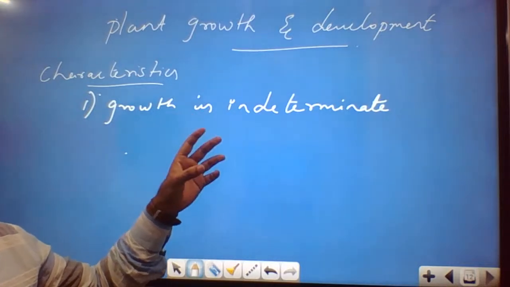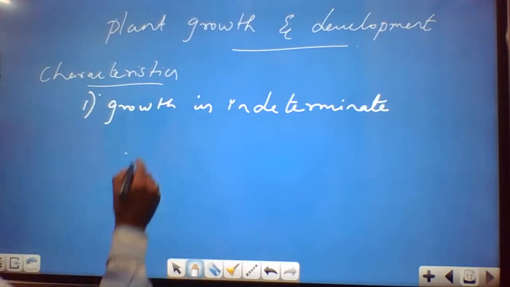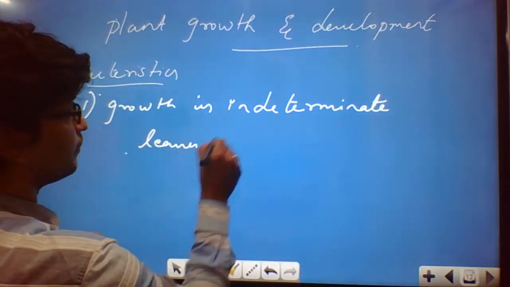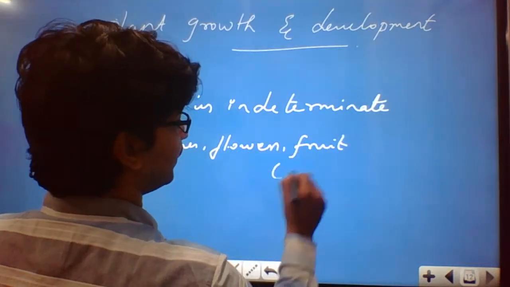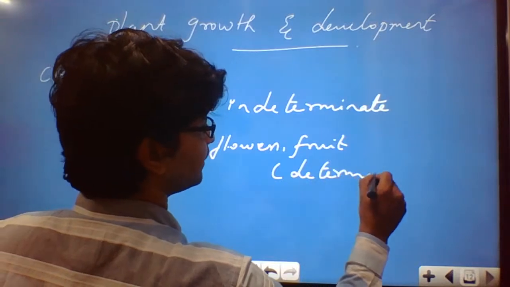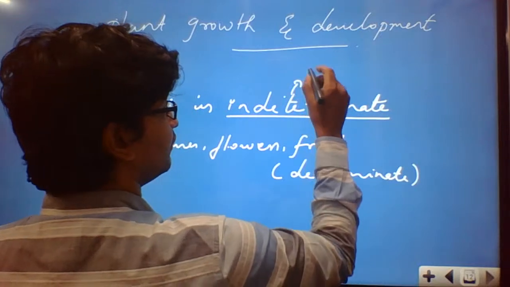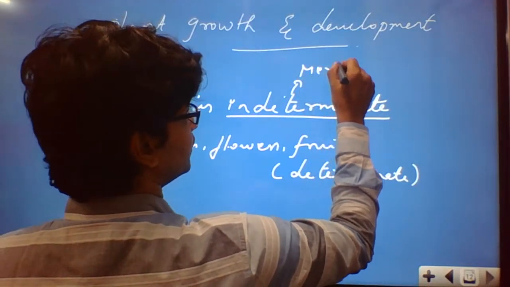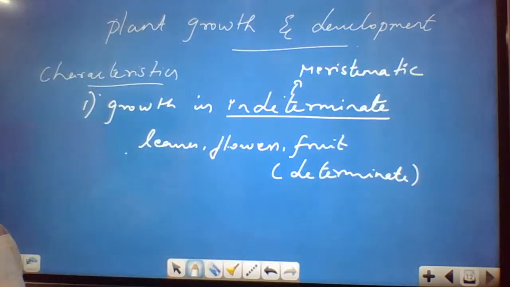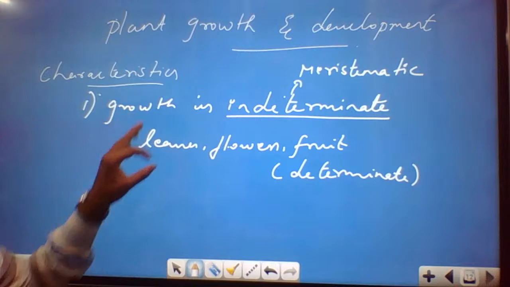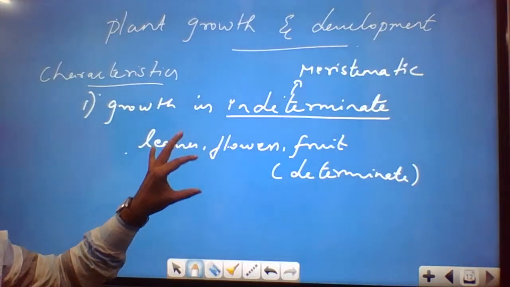But in the plant structure, there are leaves, flowers, and fruit. These leaves, flowers, and fruits are determinate. But when you take the meristematic tissues, I'm talking about indeterminate. These tissues of the plant seem to be indeterminate, but with exceptions: the leaves, flowers, and fruits are parts of the plant which seem to be determinate.